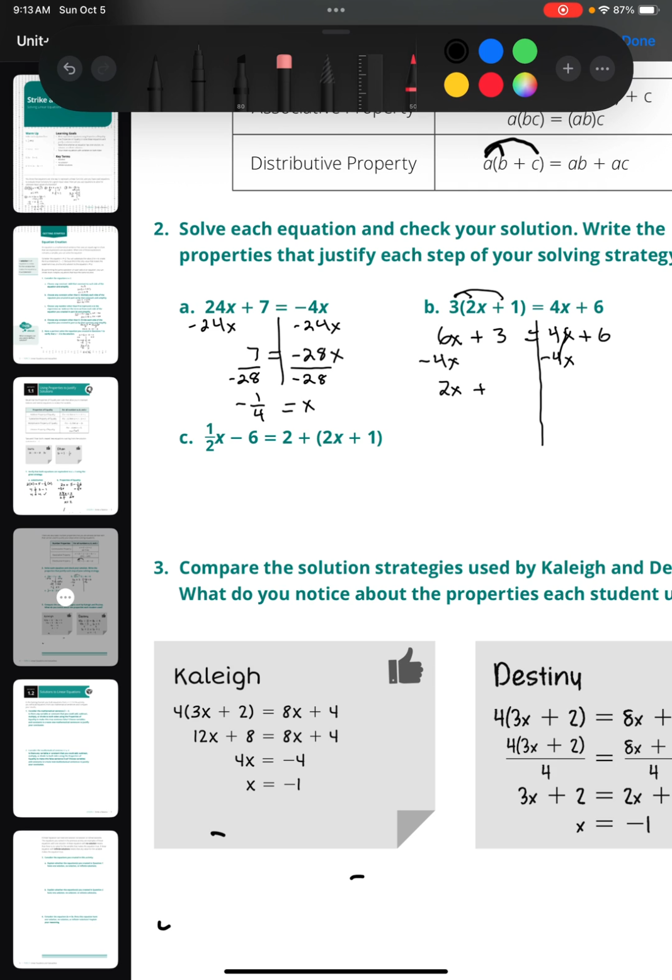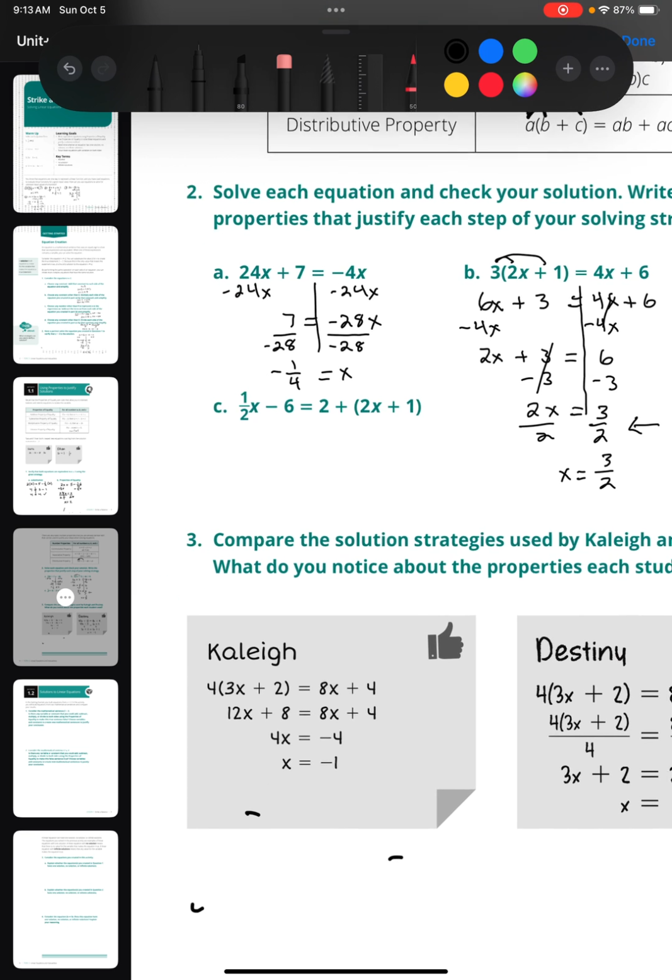It gives me 2x plus 3 equals 6. And then I'm going to move all my constants to the right. So now I'm going to subtract 3. And that last step was using the subtraction property, and we're using the subtraction property again. 6 minus 3 gives me 3, and then I can divide by 2, and I get x equals 3 over 2, or 1.5. In that last step, here we were using the division property.